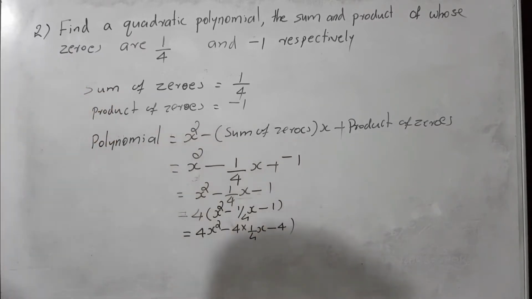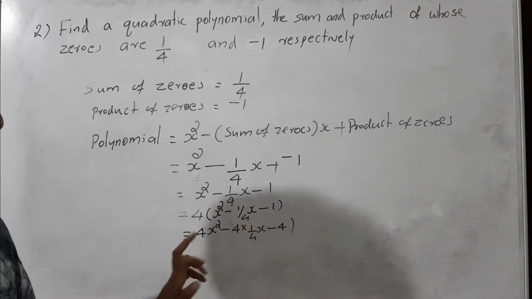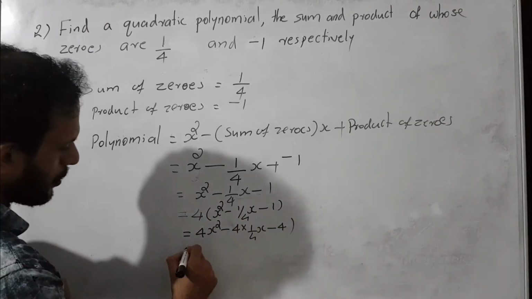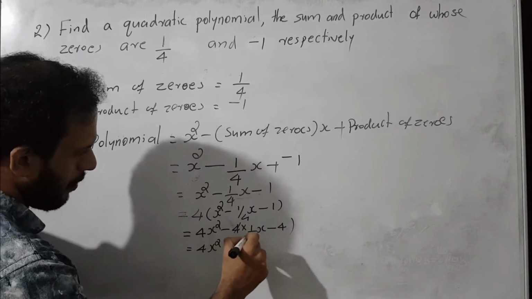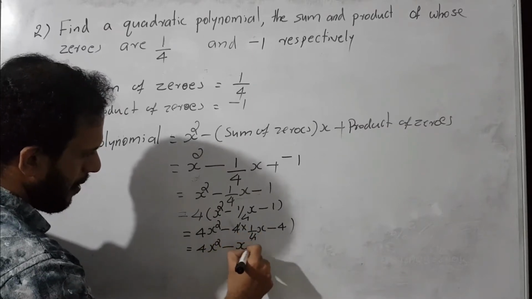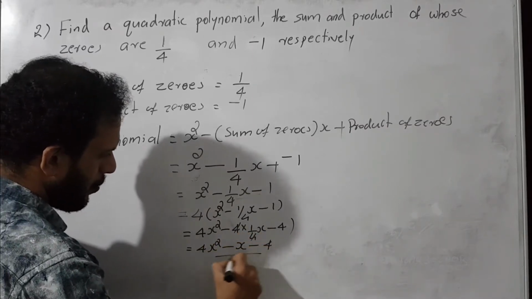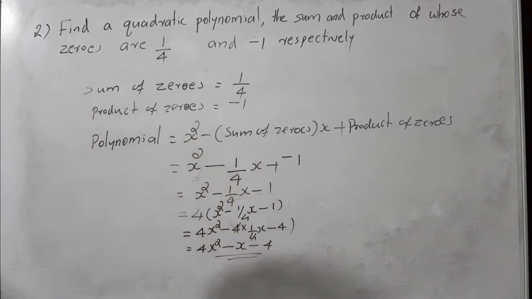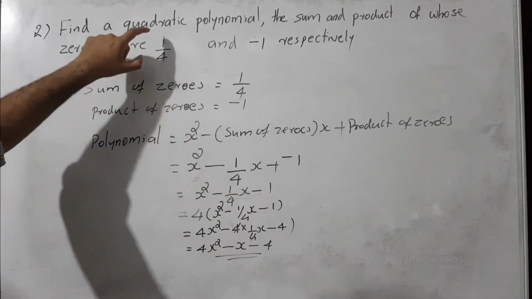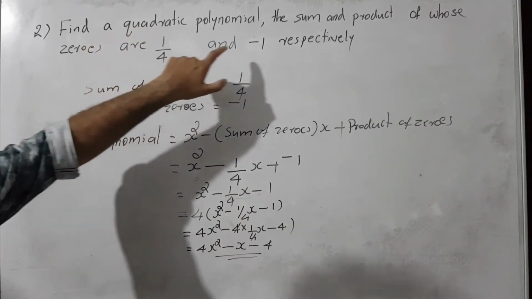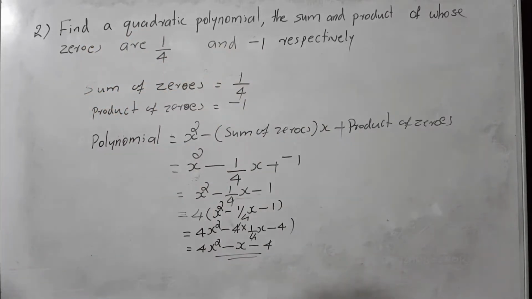Okay, we multiply all by 4. Then what do you get? 4x square, there is no change, 4x square. Then 4 and 4 cancel. What do we get? Minus x minus 4 is the equation. To get a quadratic polynomial with the sum of zeros equal to 1 by 4 and product of zeros equal to minus 1, it is 4x square minus x minus 4.